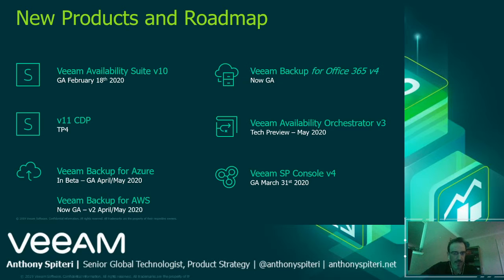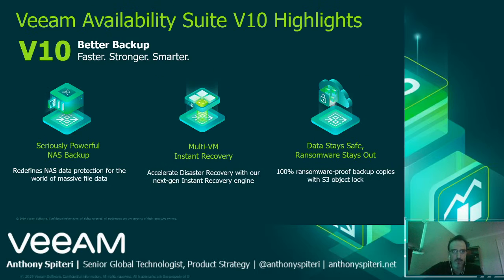Veeam Backup for Azure, still in beta, actually, looking like it's going to GA sometime in May. And then our next iteration, V2 for Veeam Backup for AWS, again looks like it's going to have a May release date. We released Backup for Office 365 V4 recently, and Veeam Availability Orchestrator V3, which is another product that we have, is looking like it's going to be released in May or June later this year. And we recently GA'd our Veeam Service Provider Console V4, which is our service provider play and our total all-in-one management pack for our cloud and service providers.